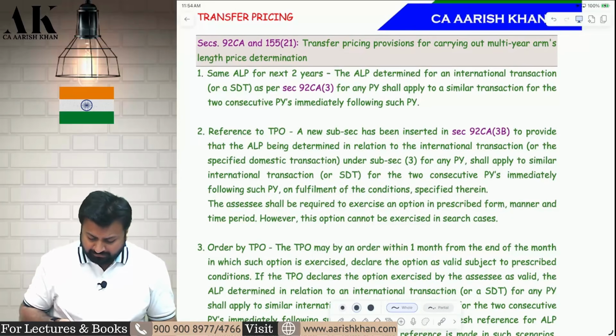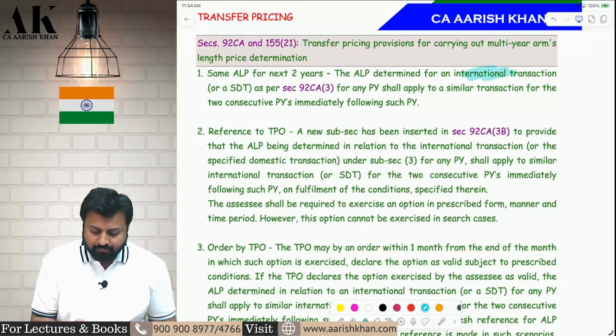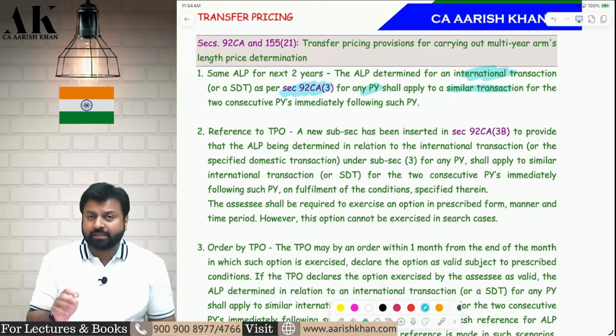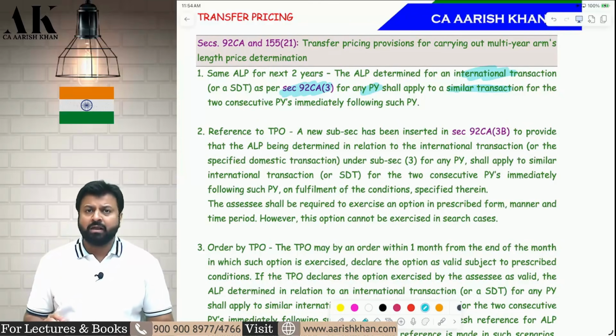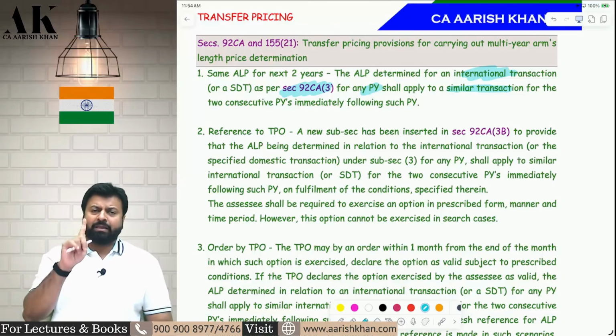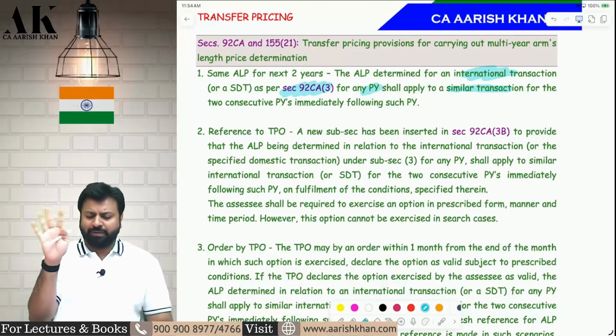The ALP determined for an international transaction as per 92CA for any previous year shall be similar, but this provision is not applicable for block assessment. For block assessment people, this provision is not applicable. This is applicable for regular income escaping best judgment assessment, not for block assessment.